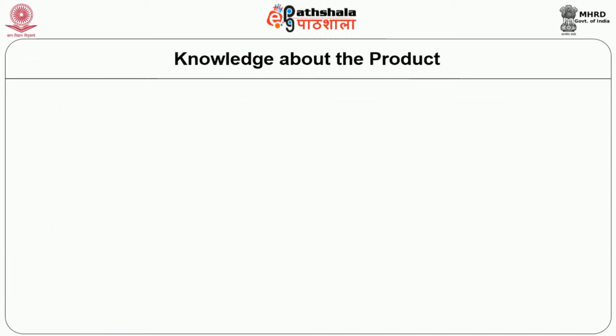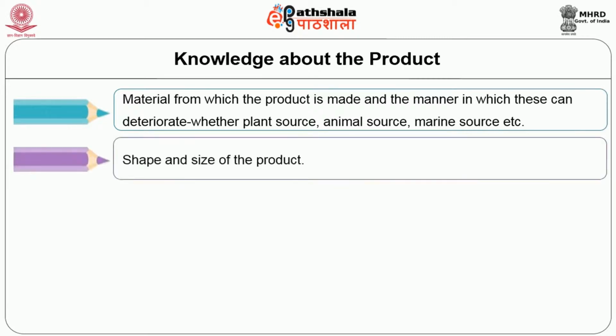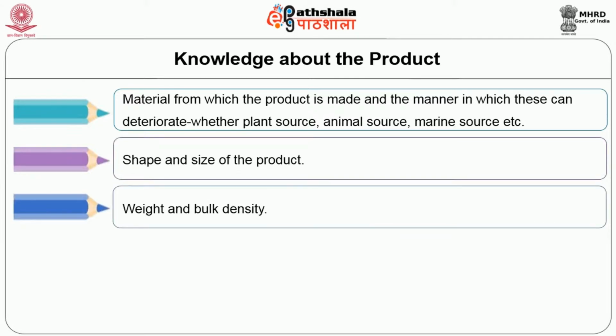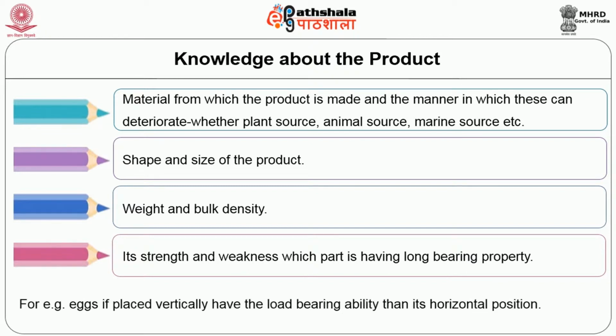We are going to first see knowledge about the product. The following information needs to be available regarding the product prior to design consideration: the material from which the product is made and the manner in which it can deteriorate, whether plant source, animal source, marine source, etc. The shape and size of the product, the weight and bulk density, its strength and weakness, and which part has load bearing property. For example, an egg if placed vertically has more load bearing ability than in its horizontal position.